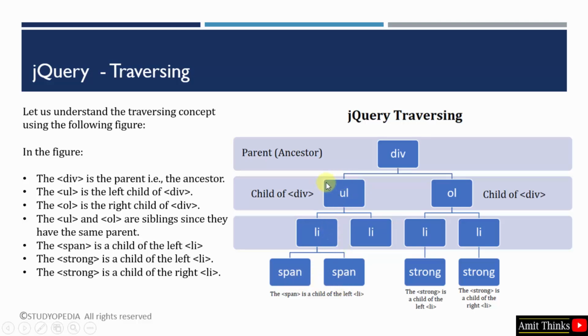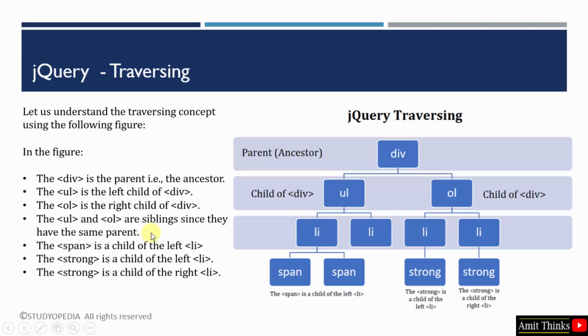Okay, so we have this UL, the left child of UL, and this is the right child of UL. Similarly, OL also has a left child and a right child. The strong is the child of the left li, this one, and this is the child of the right li. So obviously this will be called a parent and this will be a child. Li is the child of UL. Here li is the child of OL. Similarly, UL and OL, since they are children of the div, they are siblings.